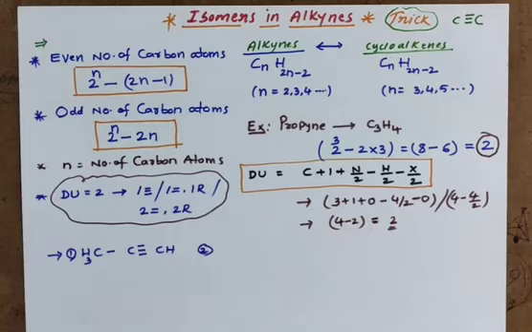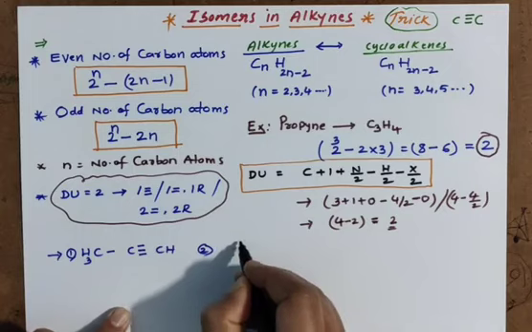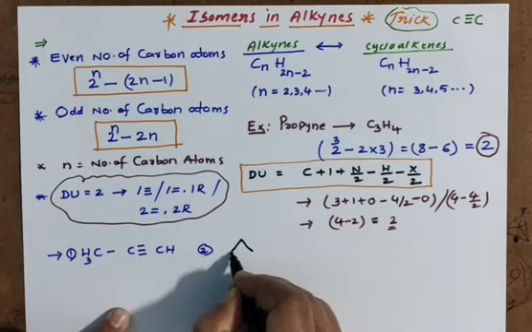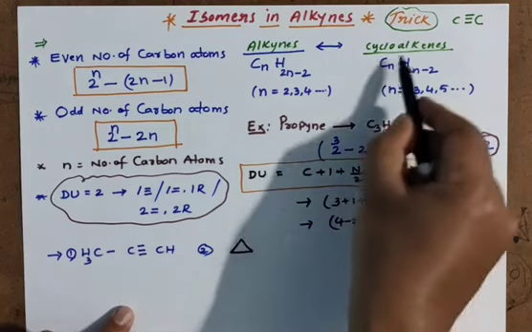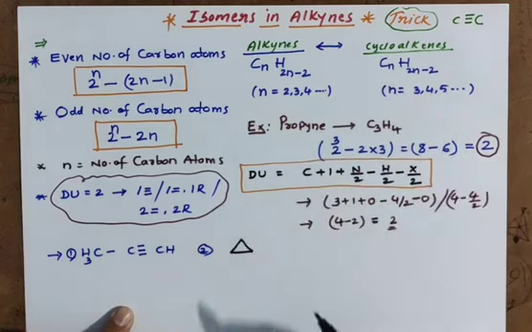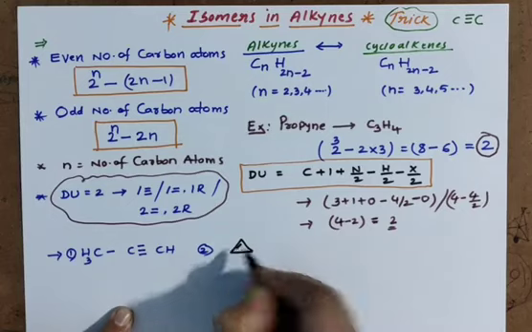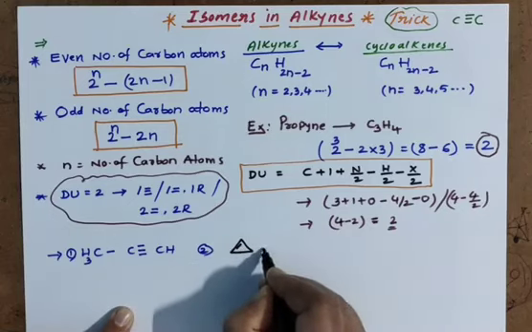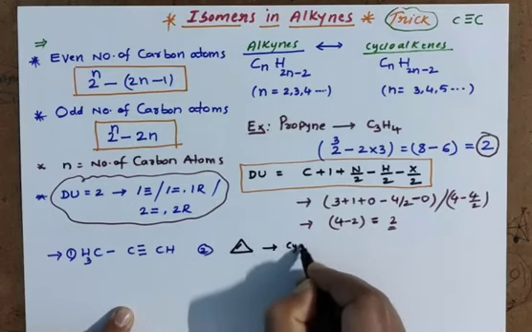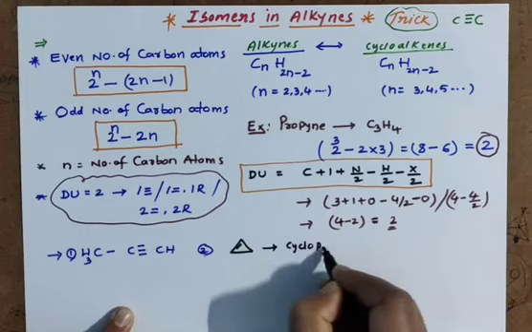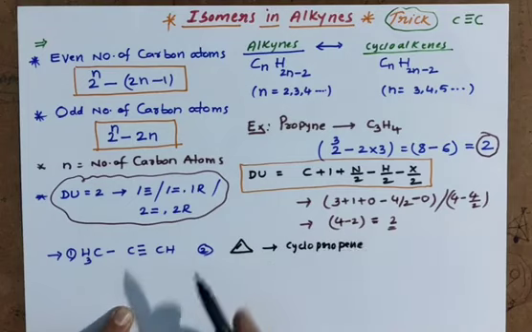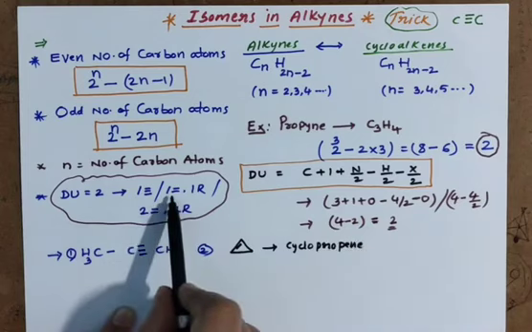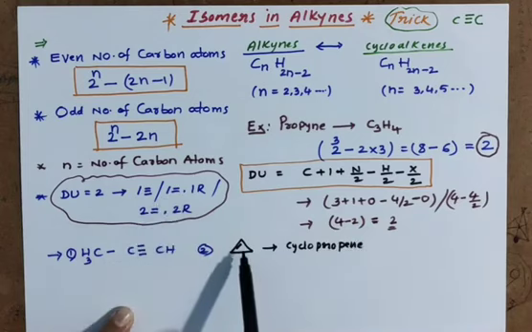Now cyclic form I am drawing. Cyclic form. So with the 3 carbons you are getting cyclic form, cyclopropane. But this is cycloalkene. That's why you are getting double bond here. This is now cyclopropene. So you got now one double bond with ring.